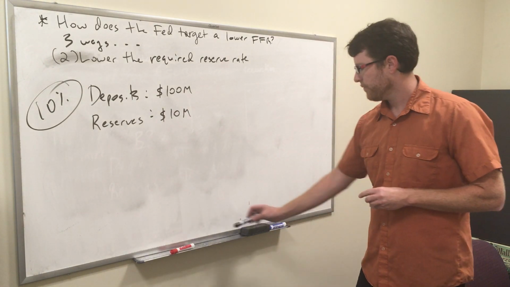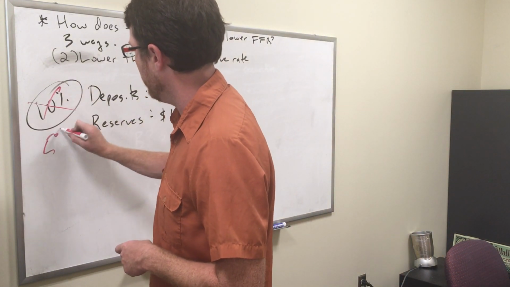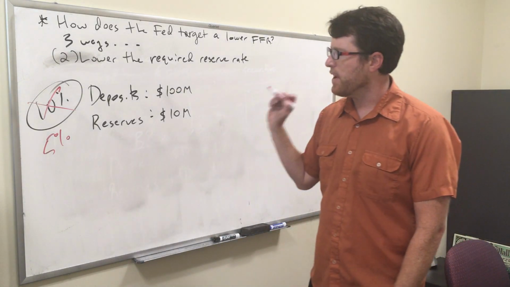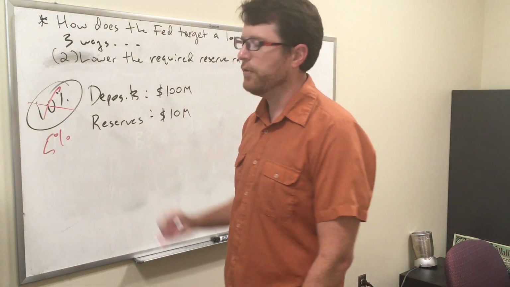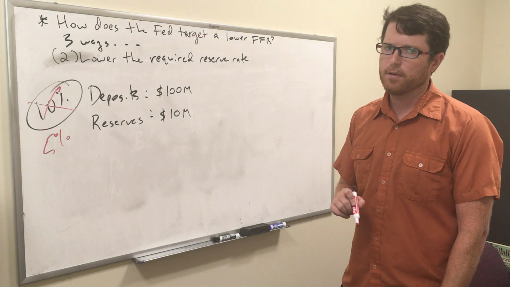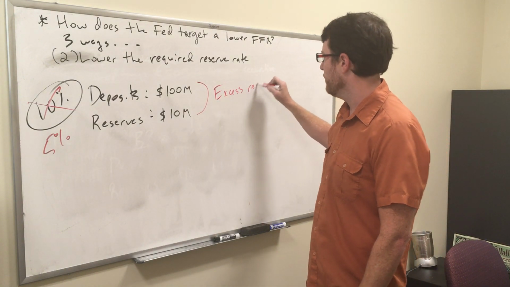as a result. If we push this required reserve rate down to 5%, okay, that's not going to change anything about this bank except now they have excess reserves. Okay, with a 5% required reserve rate, they're now holding $5 million more than they have to. Okay, so now this bank has excess reserves of 5%.